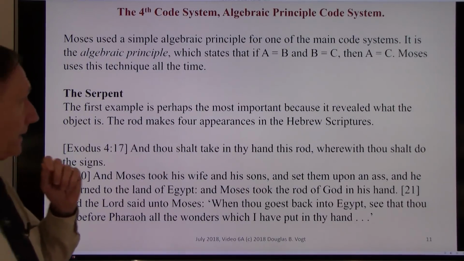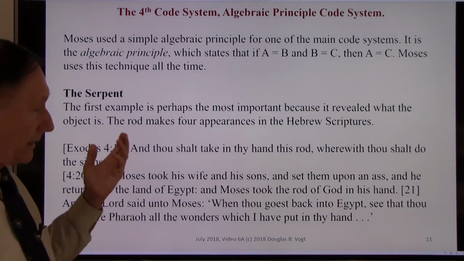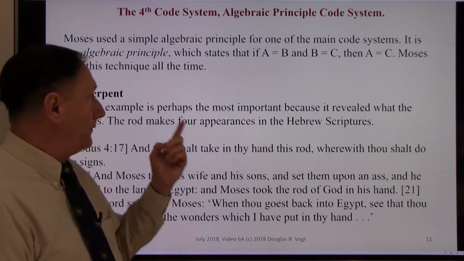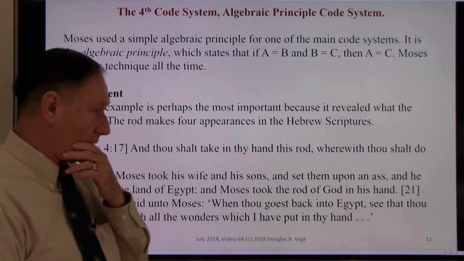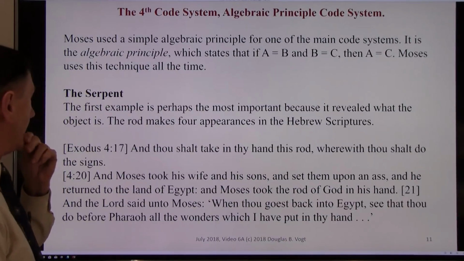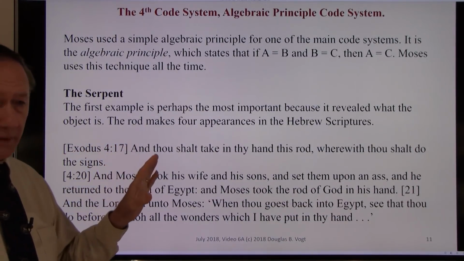The fourth code system he uses is the algebraic term: if A is equal to B and B is equal to C, therefore A is equal to C. So, we'll start with the first one with the serpent.